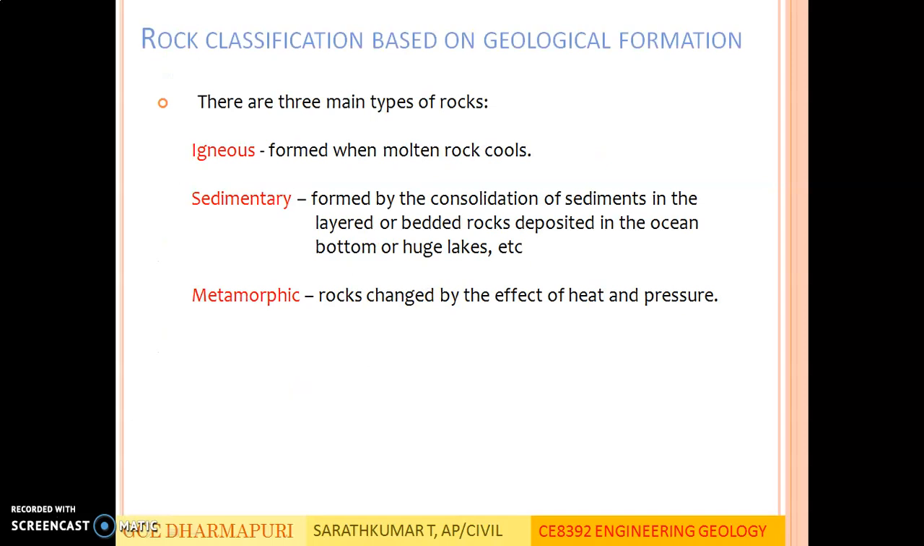There are numerous classifications of rocks. One of the most popular classifications is based on geological formation. There are three main types of rocks. Igneous. It is formed directly from the molten material. Sedimentary. These are also called secondary rocks, formed by the consolidation of sediments in the layered or bedded rocks deposited in the ocean bottom or huge lakes. Metamorphic rocks. Changed by the effect of heat and pressure.